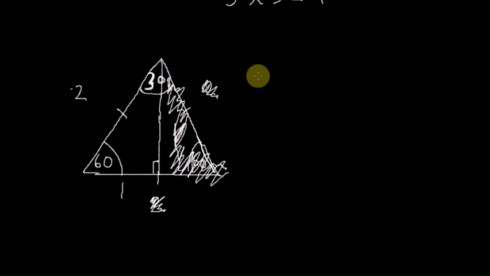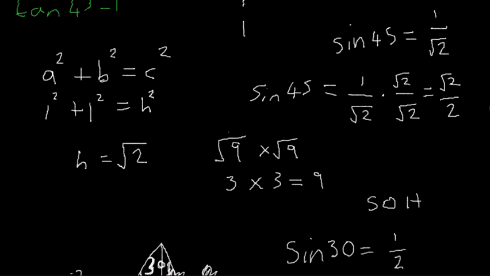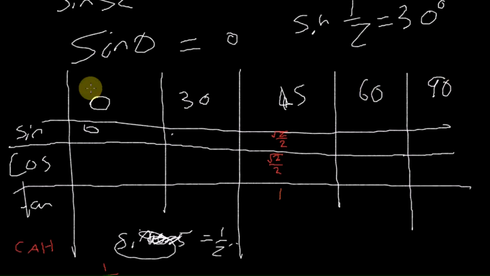Now it's just a case of working through. So let's pick sine. We wanted sine 30, didn't we? Sine 30 is opposite over hypotenuse, so the opposite of 30 is 1, and the hypotenuse of this is 2. So sine 30 equals a half. So let's go and fill that in our little box. Sine 30. Let's use blue.